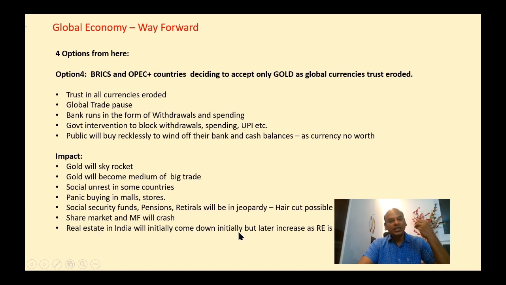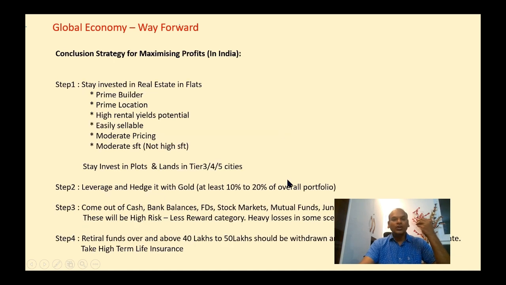Real estate in India will initially come down. So of these four options, you have seen that the market is at risk. Though it might go up because of QE, because of the interest rate slowdown, because of the money coming in, there is a risk, and the likely outcome is that they are going to crash. So that is why the conclusion is the strategy for maximizing profit, right?